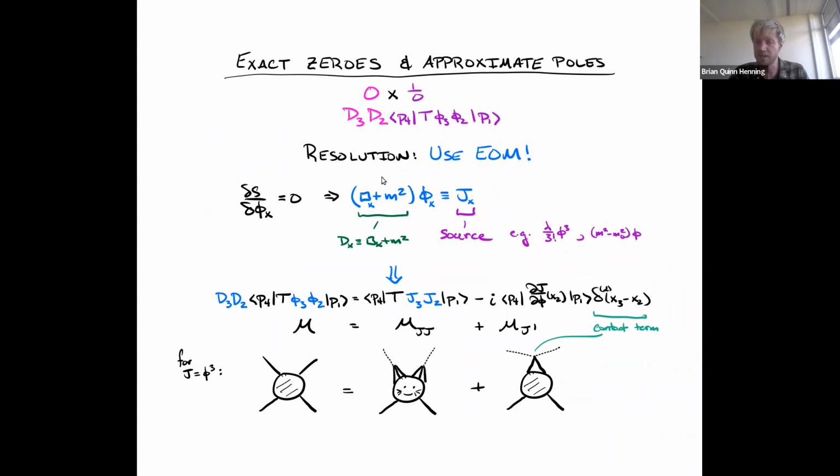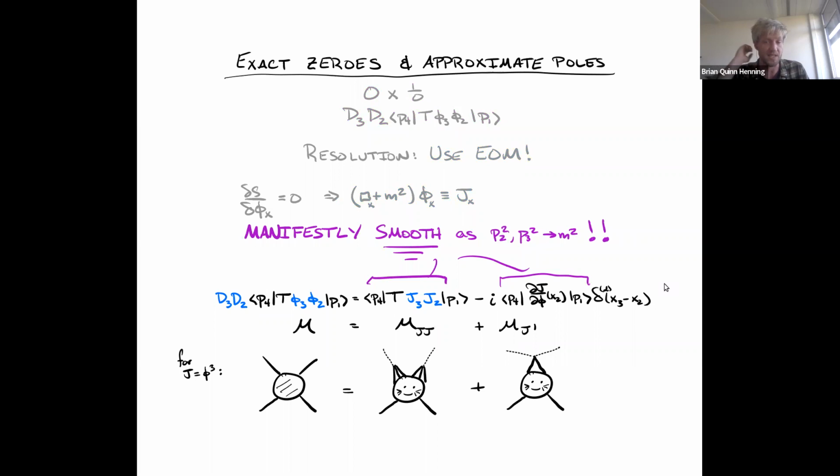The solution to this is actually just to use the equations of motion. The equations of motion tell you that box plus m squared on phi is equal to j. We're just defining j through this equation. So in particular for a lambda phi to the 4th theory, it's just lambda phi cubed. And then I can literally just use these on the correlation function and bring it in. So I get 2 j's, and I'll explain why in a second that you get a contact term as well.